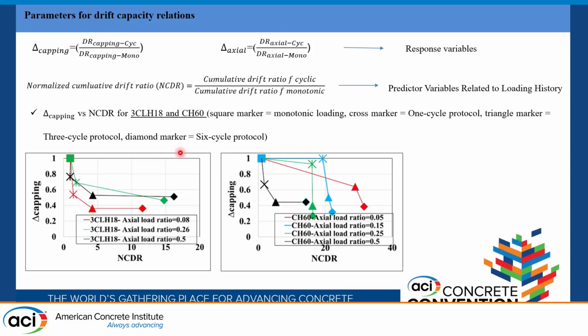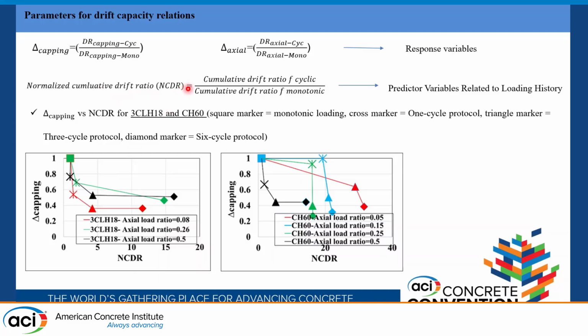So based on the plot, we got 2 very interesting plots here. The y-axis is defined as delta capping, and the x-axis is defined as NCDR. So let's walk through that. Delta capping is the deformation capacity for cyclic divided by the deformation capacity for monotonic. In other words, the point where the cyclic fails compared to the point where the monotonic fails. And NCDR is the normalized cumulative drift ratio.